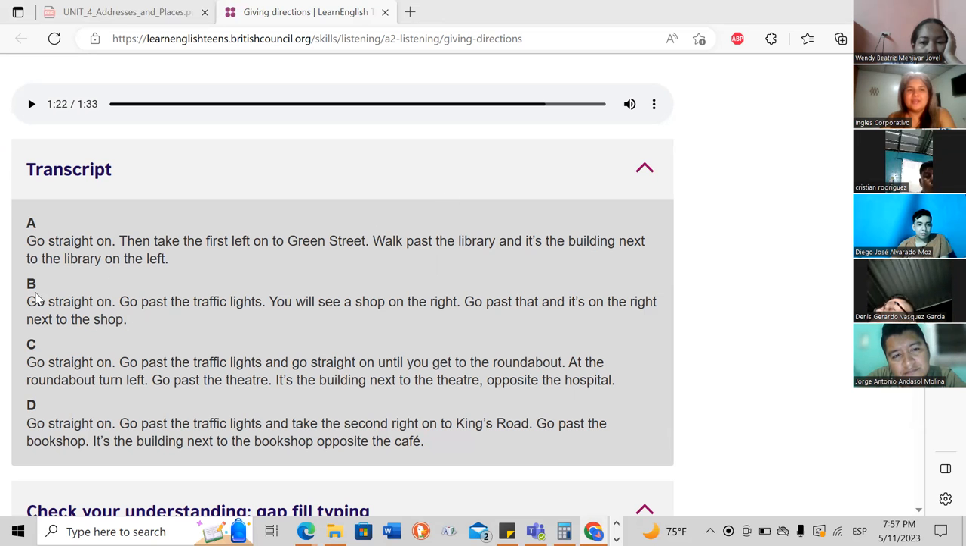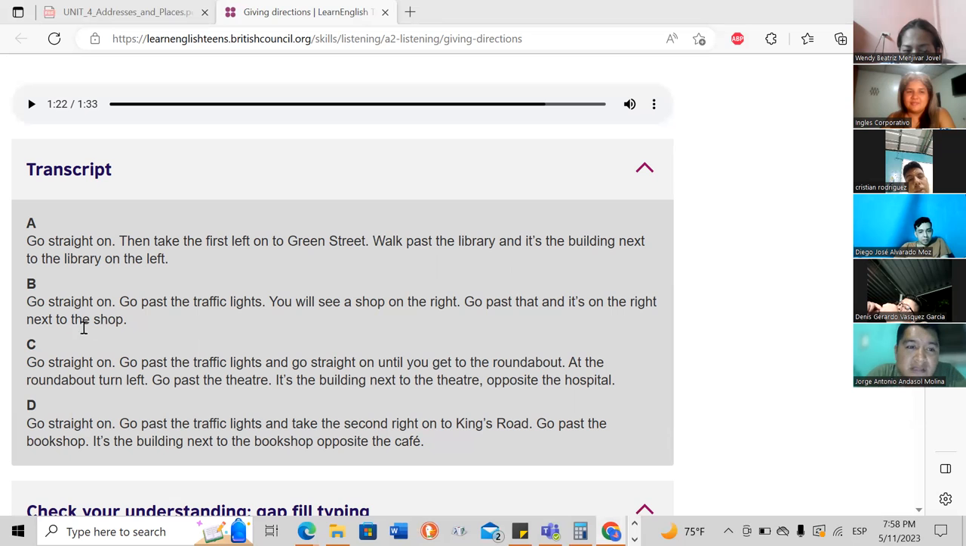Okay, Jorge, please read letter B. Go straight on, go past the traffic lights. You will see a shop on the right. Go past that and it is on the right, next to the shop. Okay, good. Go straight on, straight on. Thank you.